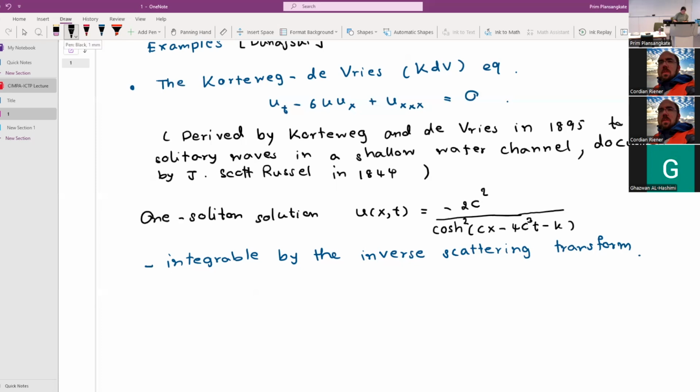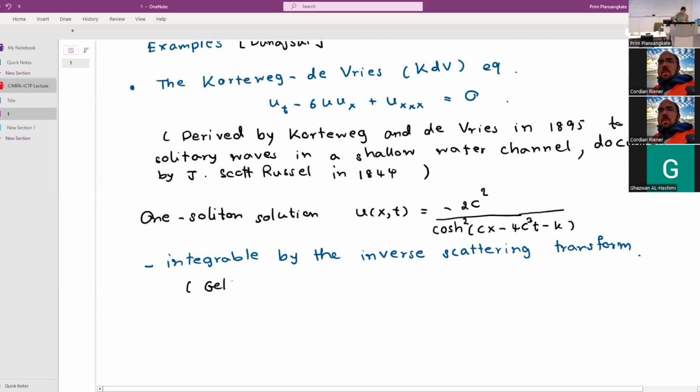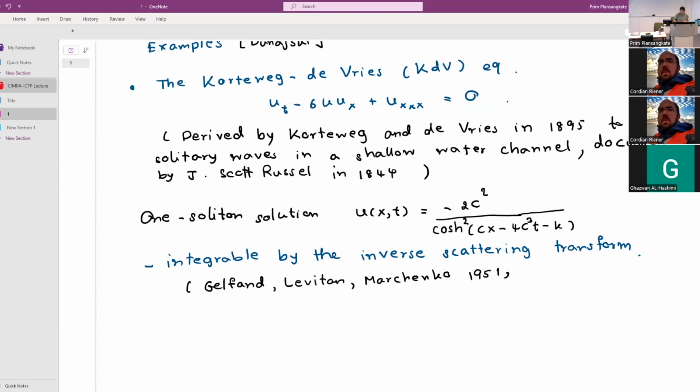So this method was developed by several people. Let me just give the names here. The main ingredient of the method was developed by Gelfand, Levitan, and Marchenko, and it was presented in their paper in these years. Then it was Gardner, Greene, Kruskal, and Miura who used it to generate solutions of the KdV.